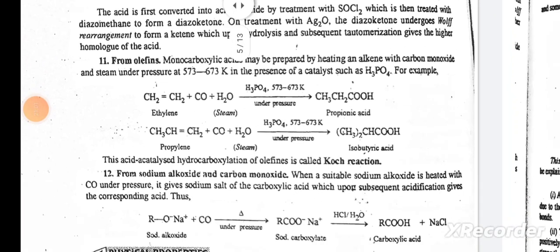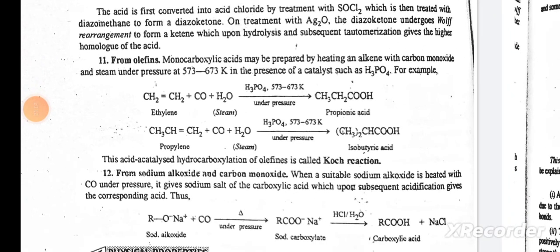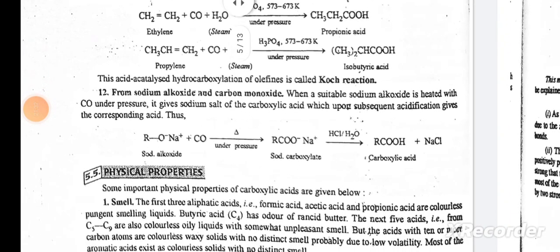From olefins, monocarboxylic acids may be prepared by heating an alkene with carbon monoxide and steam under pressure at 573 to 673 Kelvin in the presence of catalysts such as H3PO4. For example, ethylene plus steam gives propanoic acid, and propylene plus steam gives isobutyric acid. This acid catalyzed hydrocarboxylation of olefins is called the Koch reaction.